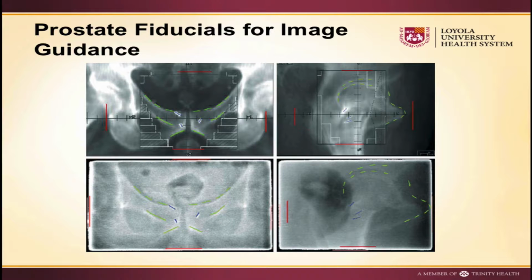on a daily basis. So rather than just lining up to the bone doing these X-rays, we have these three markers that represent the location of the prostate, and then we're lining up to the prostate itself on a daily basis. So we'll get an AP X-ray and a lateral and make sure that what we planned lines up with those fiducials on that given day.